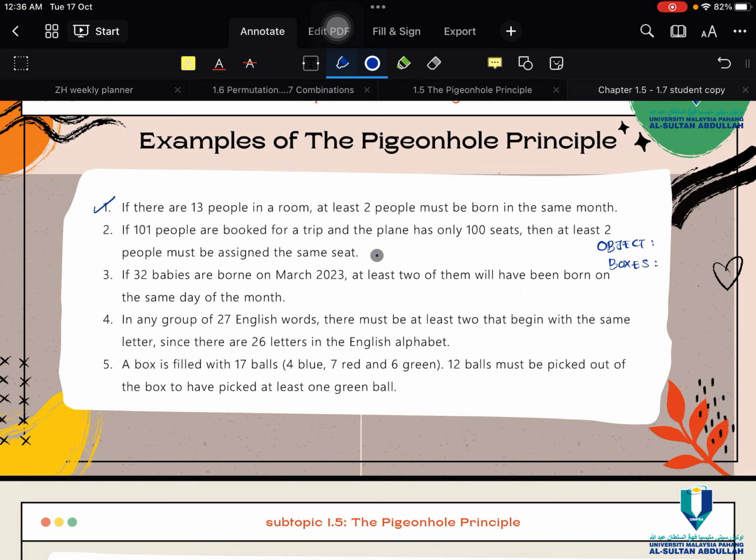Okay, I hope you guessed it right. So there are 101 people. We are trying to place 101 people into 100 seats. Okay? Betul tak? Kan? So, yeah. Alright, so itu dia.